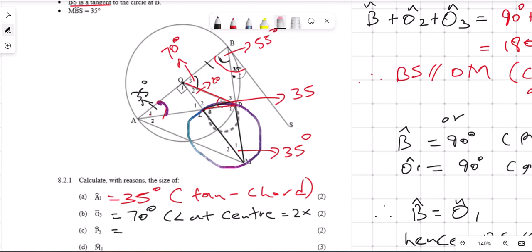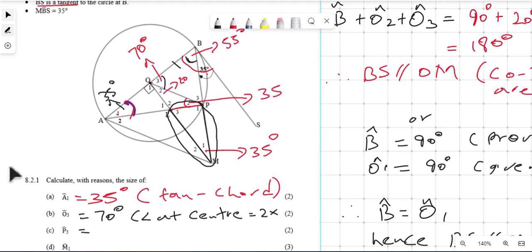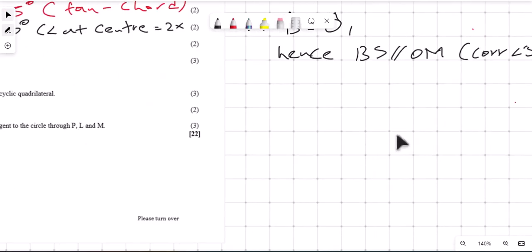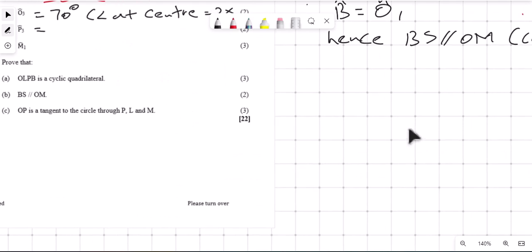But do you see that whatever I'm doing here is very much necessary? Yes, sir. I think without these drawings, things were not going to be that easy. So P2 is equal to M1. Therefore, what does it mean? It means therefore OP is a tangent. Let's see how many marks there are. 3 marks.